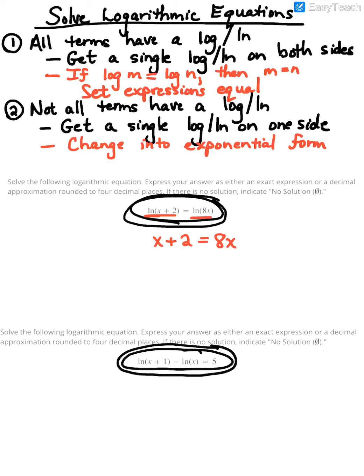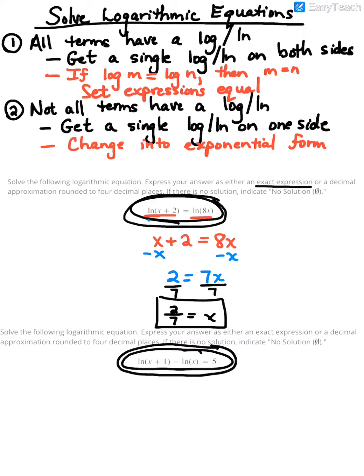So let's go ahead and finish solving this first one. All terms had a log, and we already had a single log on both sides, so we set the expressions equal. Now we're simply solving for x. I'll subtract x on both sides. 8x minus 1x leaves me with 7x. Then if I divide both sides by 7, I get the fraction x is equal to 2 over 7. In this case, it says we can write our answer as an exact expression or in decimal form to 4 places. This would be an exact expression.